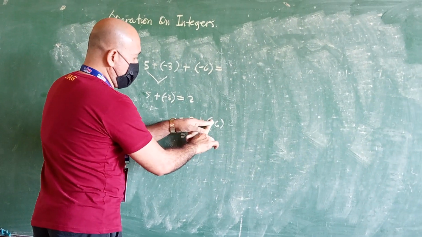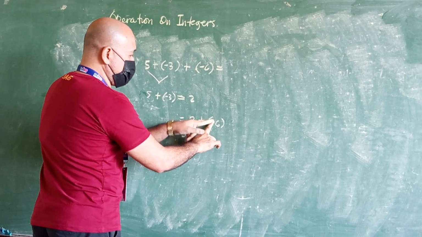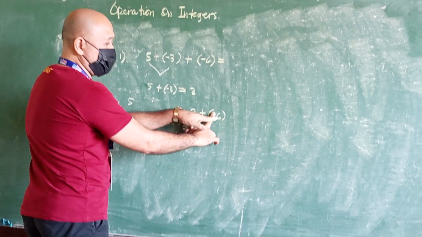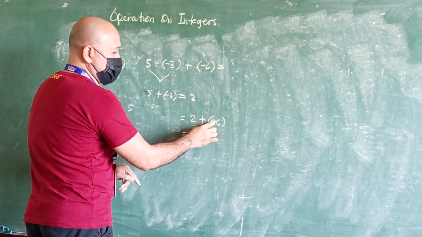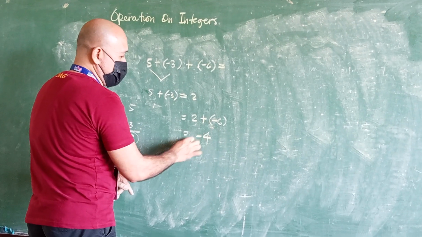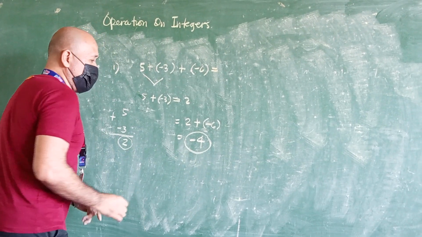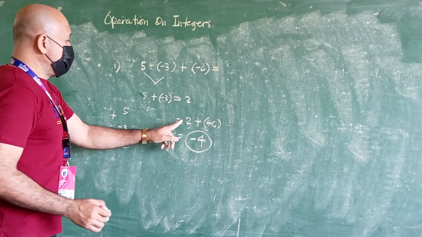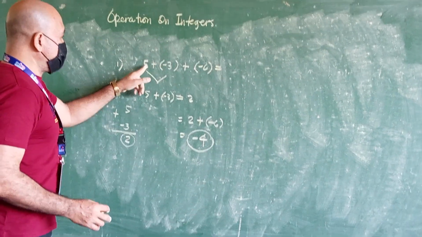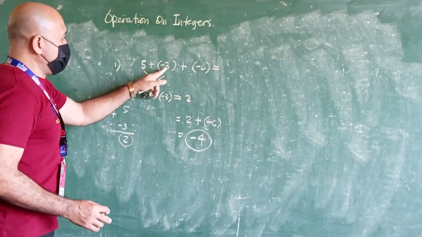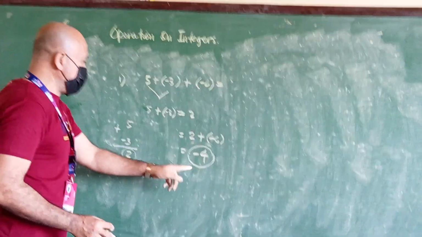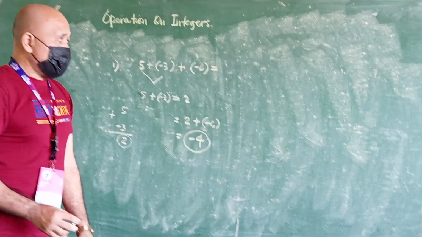So compare these two integers now. Which one has bigger absolute value? Obviously 6. Since the original sign is negative, you are going to use the negative sign as the final part of your answer. So therefore, your conclusion: positive 5 plus negative 3 plus negative 6, the answer is negative 4.